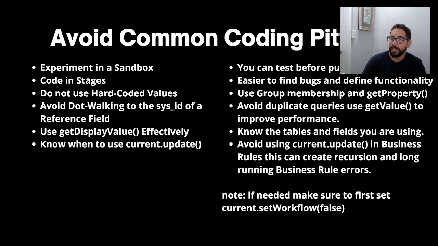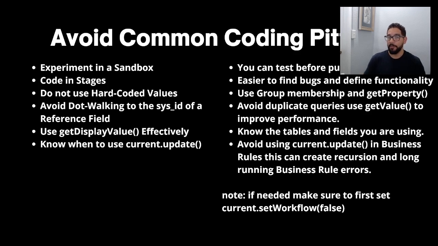Also, how to use the get display value effectively. The display value can be the display value of different things, right? So you want to understand what that looks like, especially when you talk about dates. Dates and times, there's the server side, and then there's the client side. The server side is always going to be the same. The client side depends on where that person is, or where that code is being run. So you always want to know what tables and fields you're talking about to better use that display value, right?